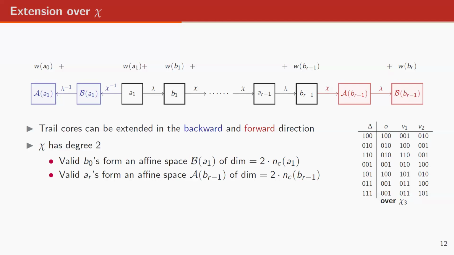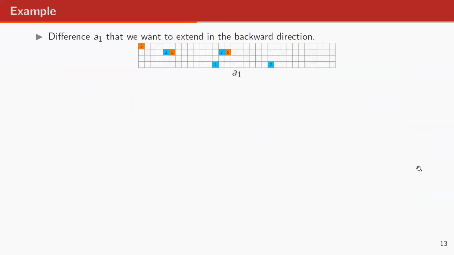In this table, we give a representation of these affine spaces. So here we have all possible differences at the input or output of key. And on this right side, we have the corresponding affine spaces represented with an offset O and two basis vectors. And we can notice that every offset has only one active bit and basis vectors can have one or two active bits.